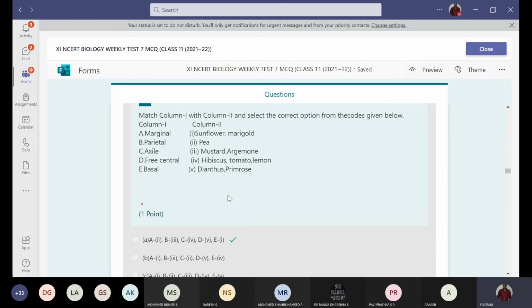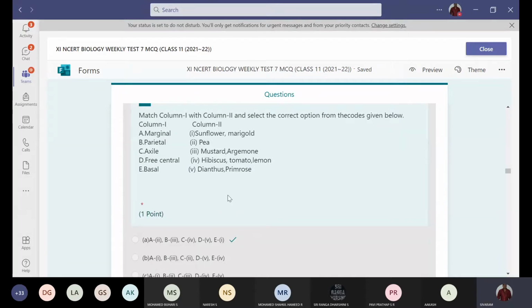mustard and Argemone, that is, prickly poppy. Next, axial placentation is observed in Hibiscus, tomato, and lemon. Next, free central type is observed in Dianthus and Primrose. And basal placentation is observed in sunflower, marigold, and grasses. So the correct option is A.